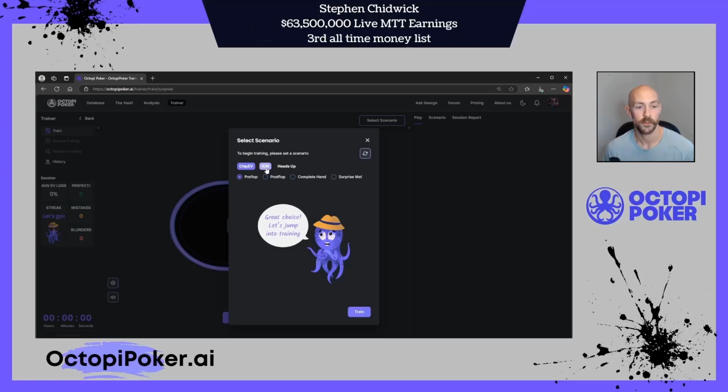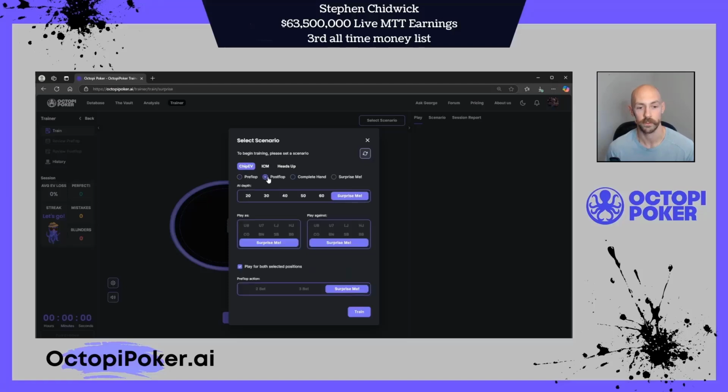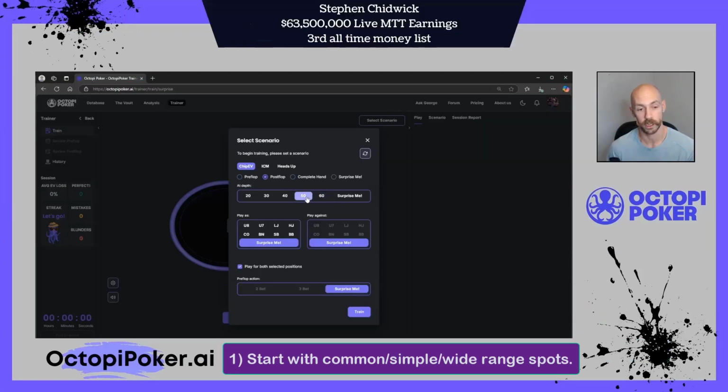So my first tip for playing against the trainer, if you want to structure your study in a way where you're learning new heuristics and identifying the patterns of how to play in a strategically or theoretically robust way, I always recommend starting with a common spot and a wide range spot. So for example, button versus big blind at 50 big blinds.